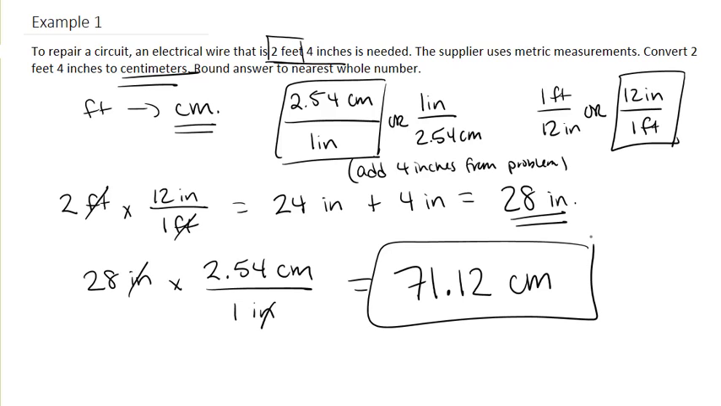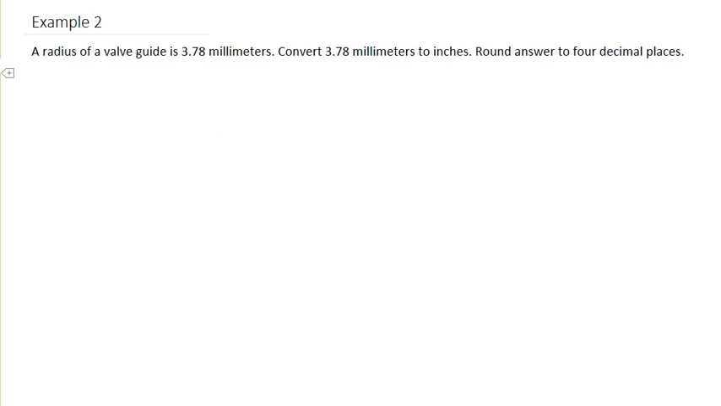So let's do another example. Example 2. A radius of a valve guide is 3.78 millimeters. Convert 3.78 millimeters to inches. Round answer to 4 decimal places.